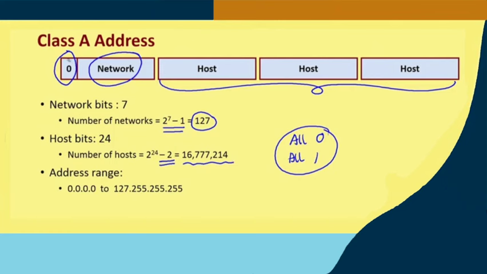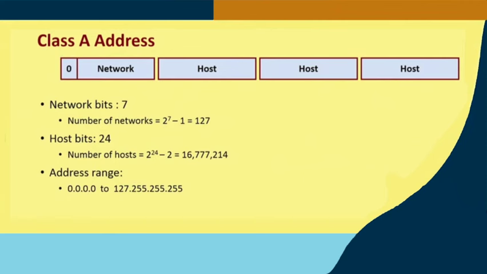And if you look at the address range, the first bit is 0 and you can have all 0, so 0.0.0.0, and 0 followed by all 1s, which comes to 127.255.255.255. This is in dotted decimal notation. So, just by looking at the address, if it is in this range, you can know it is a class A address.